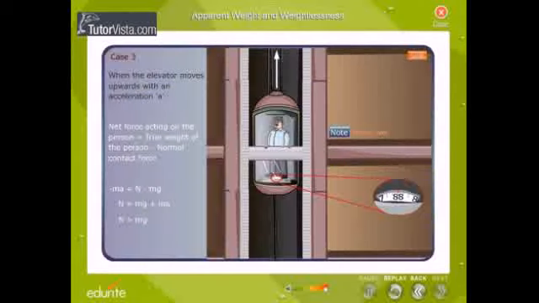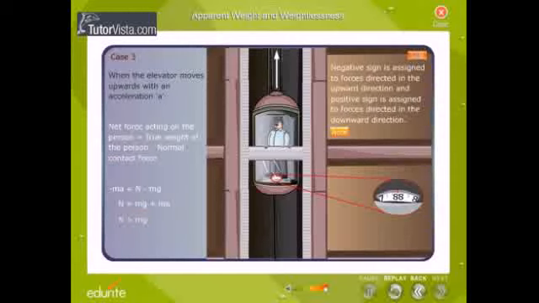When the elevator moves upwards with an acceleration a, the net force acting on the person is equal to the normal contact force minus the true weight of the person. N is greater than the true weight of the body. Therefore, the scale reads more than the true weight of the body.